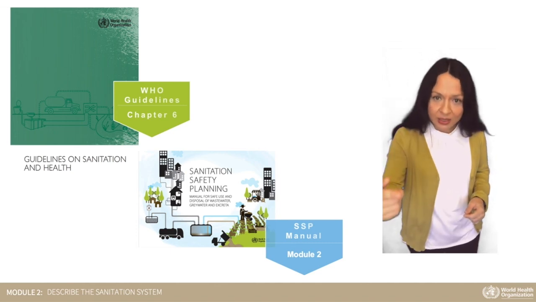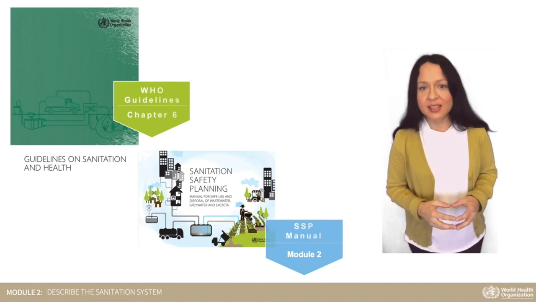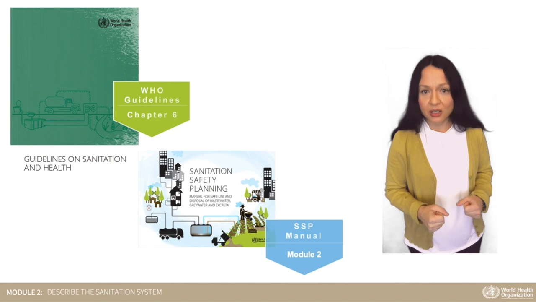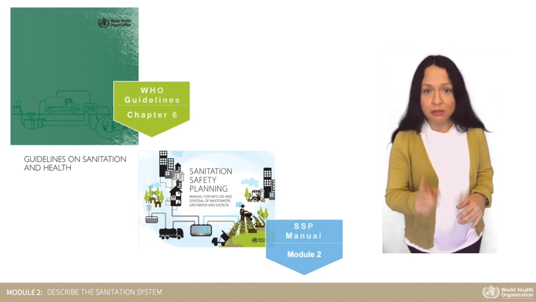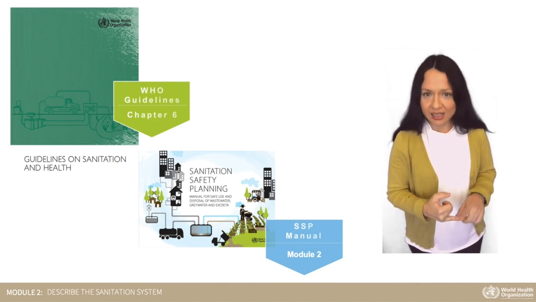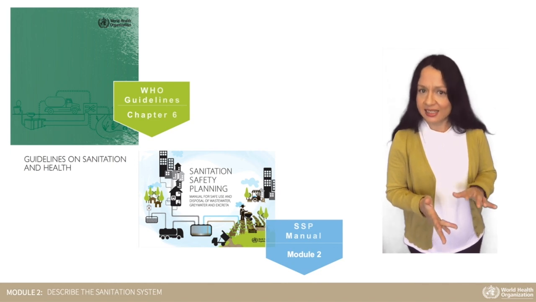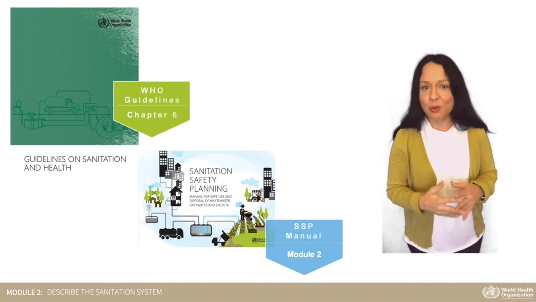In the following lecture, we will continue with the Sanitation Safety Planning methodology, and specifically Module 3, Identify hazardous events, assess existing control measures, and exposure risks.